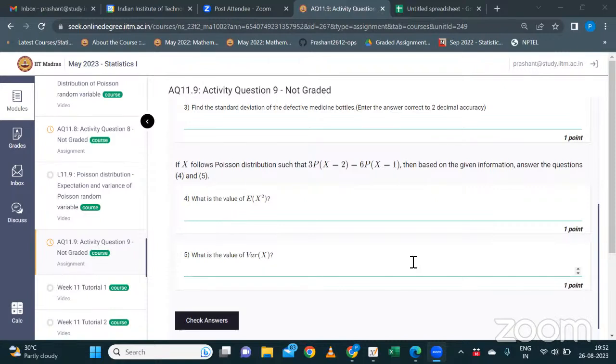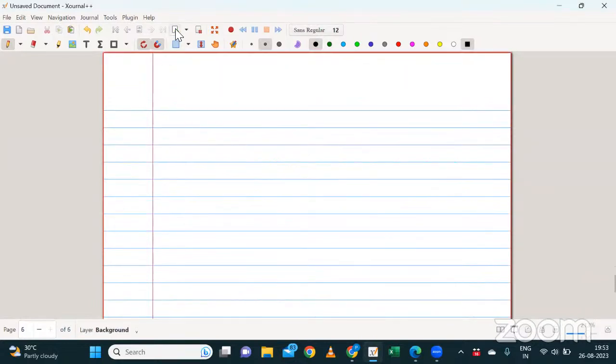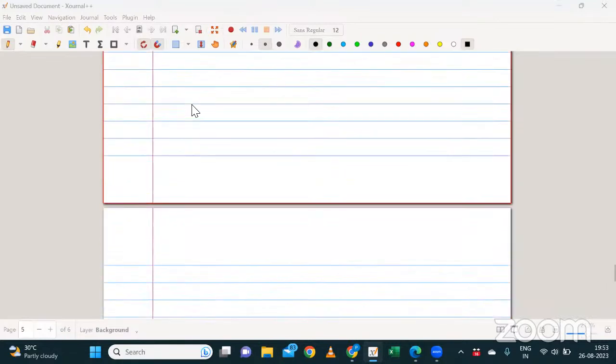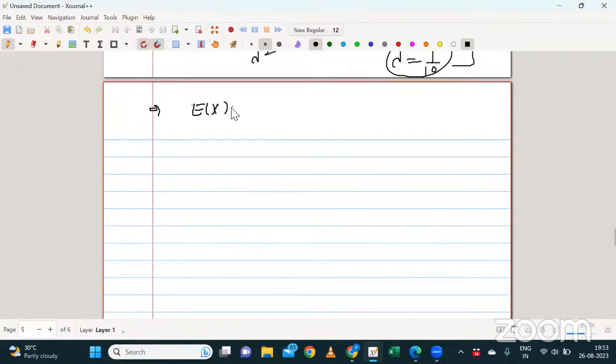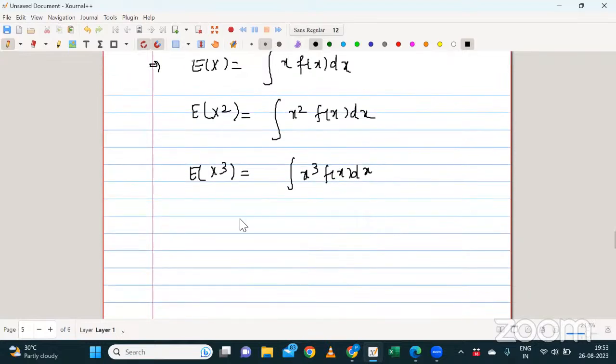Let me add a page. Now tell me, you are saying the expected value of x is the integration of x f(x) dx, correct? Yes, sir. Suppose I'm saying the expected value of x square, how will you find it? x square f(x) dx. Expected value of x cube? x cube f(x) dx. Now, suppose I'm saying the expected value of x minus a, the whole square. Just tell me: it is (x minus a) whole square times f(x) dx, right? Yes, sir.